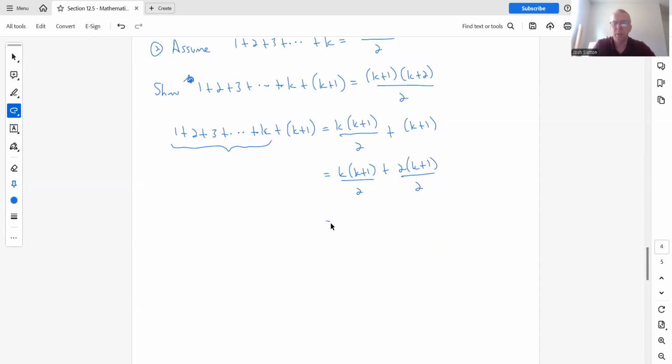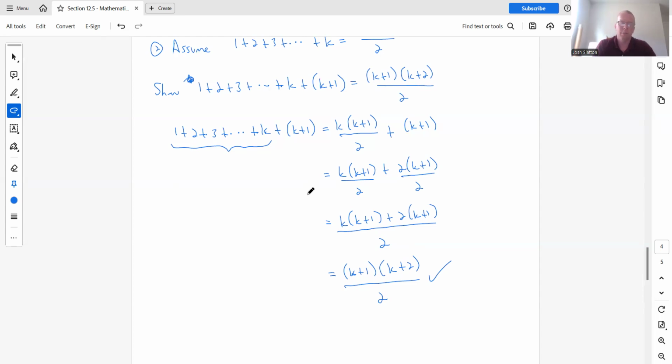And so we can just write this as one term. So k times k plus 1 plus 2 times k plus 1 over 2. And then what we can do, we have a k plus 1 in this term. We have a k plus 1 in this term. So let's factor out the k plus 1. And then what are we left with? In this one, when we factor out the k plus 1, we're left with k. When we factor out the k plus 1 here, we are left with 2. And there is the answer.